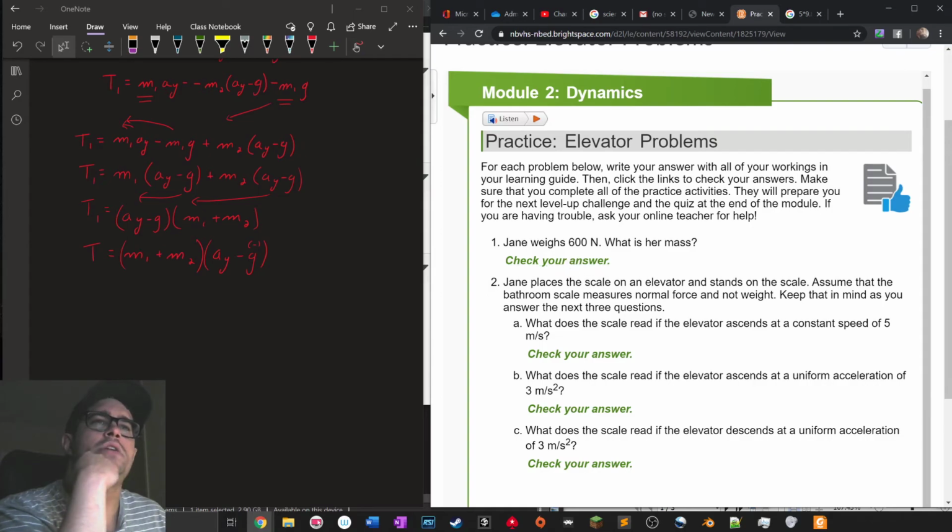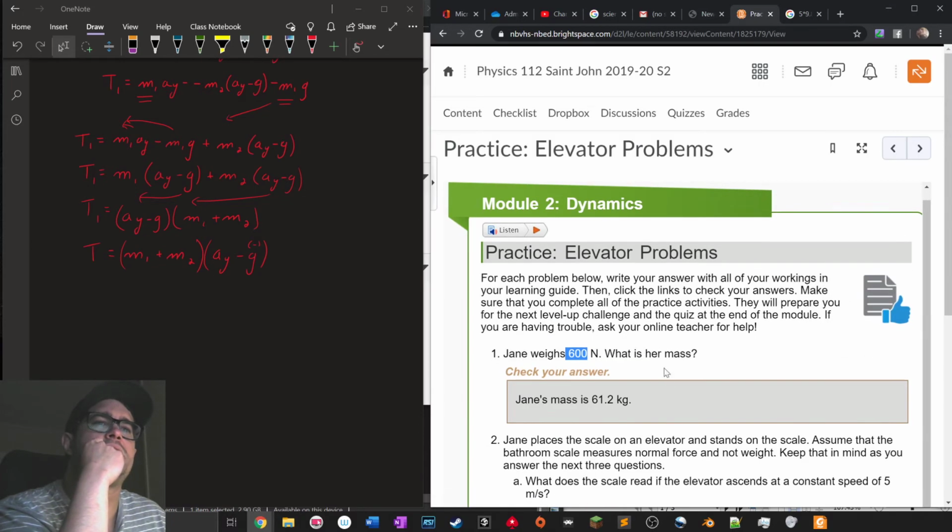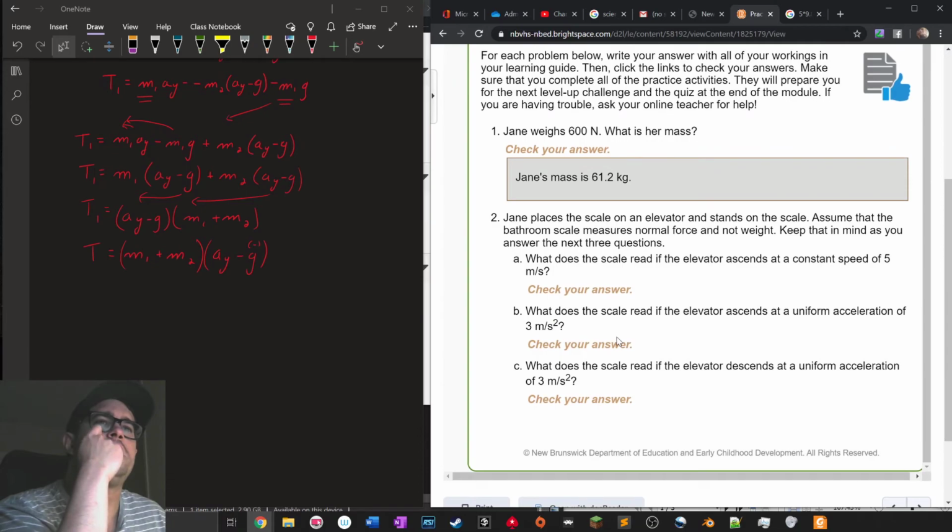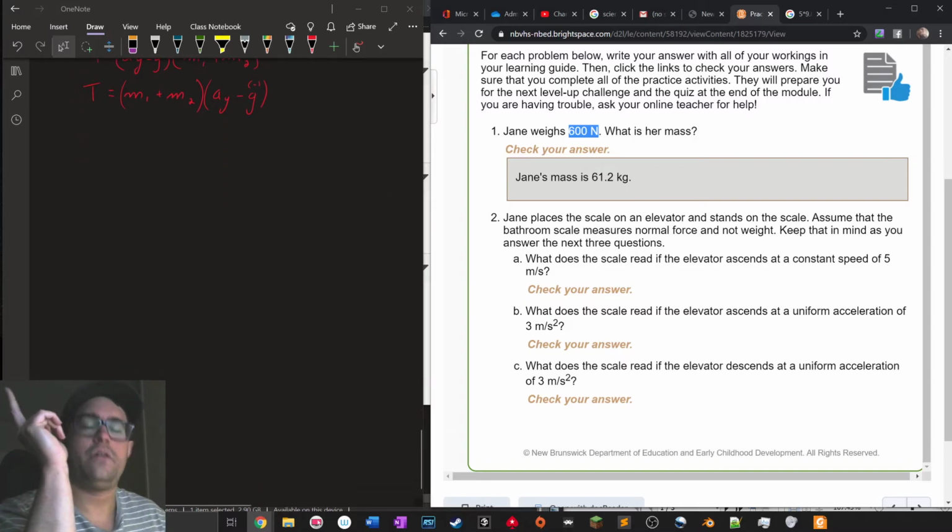Elevator problem. Jane weighs 600 Newton. What's her mass? Divide this by 9.8. You get 61 something. Jane places the scale in an elevator and stands on the scale. Assume that the bathroom scale measures normal force and not weight. So basically they're saying the weight is not what's measured. The weight of Jane is 600. That doesn't change. That's her Fg.